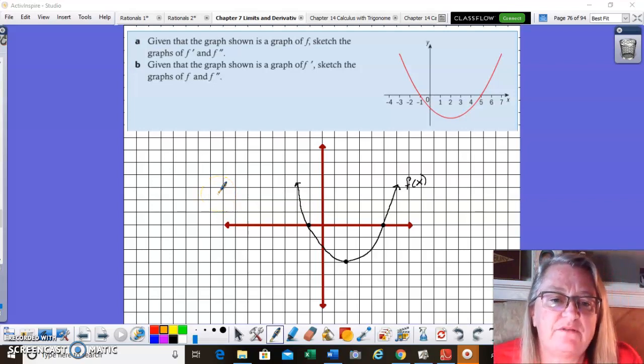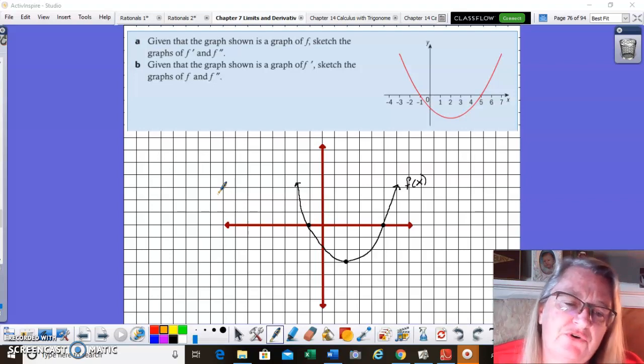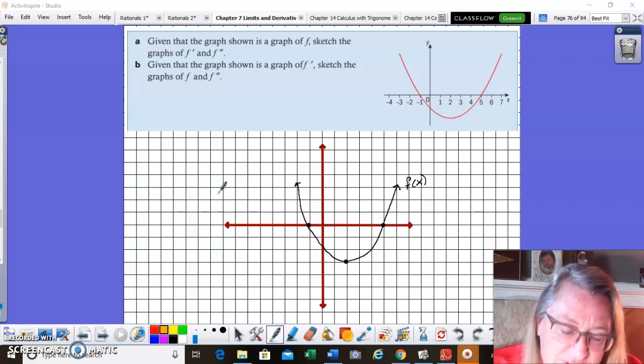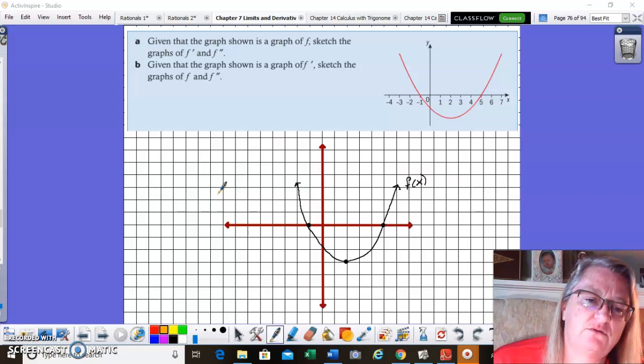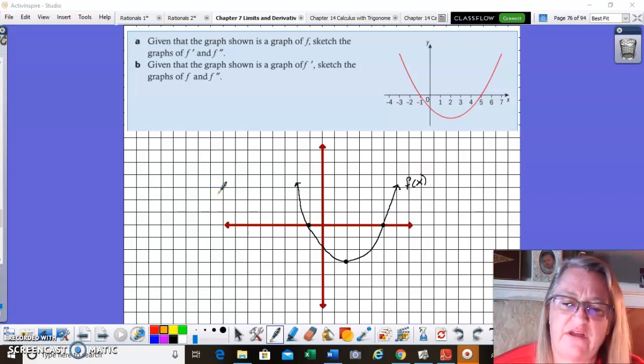Okay, I like this part of the unit. It's just drawing graphs. It's not actually finding first and second derivatives, but understanding what they say about each other's graphs. Okay, so this to me is really actually kind of fun.